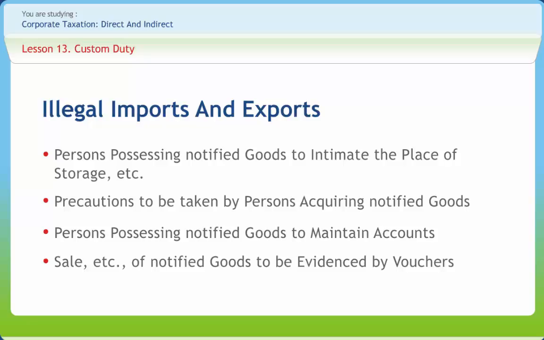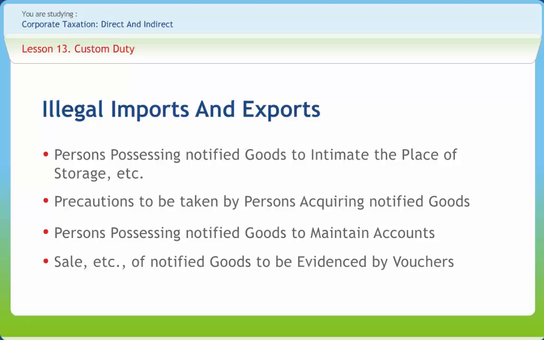Every person who acquires after the notified date any notified goods shall, before making such acquisition, deliver to the proper officer an intimation containing the particulars of the place where such goods are proposed to be kept or stored. If any person intends to shift any notified goods to any place other than the intimated place, he shall, before taking out such goods from the intimated place, deliver to the proper officer an intimation containing the particulars of the place to which such goods are proposed to be shifted.